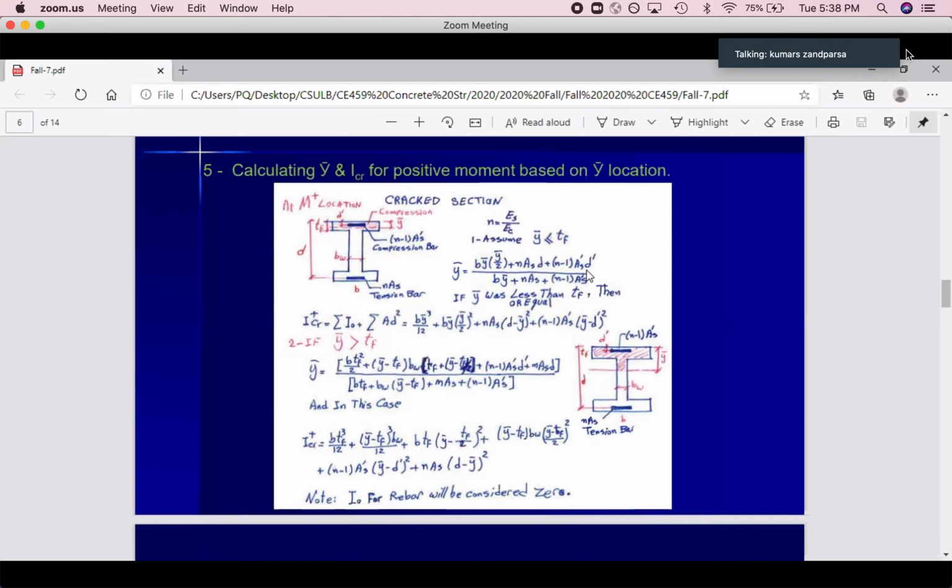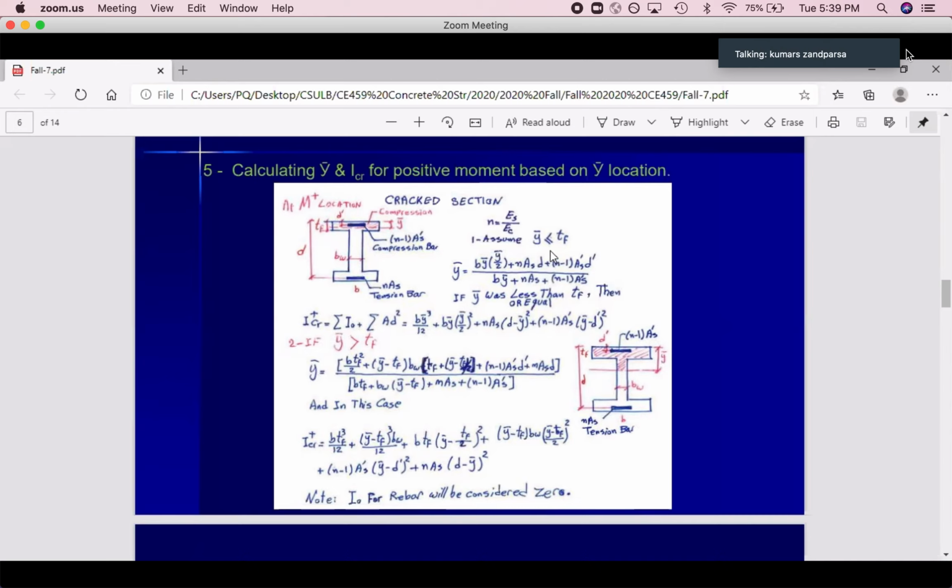Moment of area, area times distance, divided by total area, Y bar equals the sum over B Y bar plus n minus 1 A prime S plus n As. That's it. Calculate this Y bar. Then, for example, you calculate this and you get 3.2 inches, and your TF was 3 inches. So it means that was a wrong assumption, because Y bar is not less than or equal to TF. If it was equal or less, you are good.